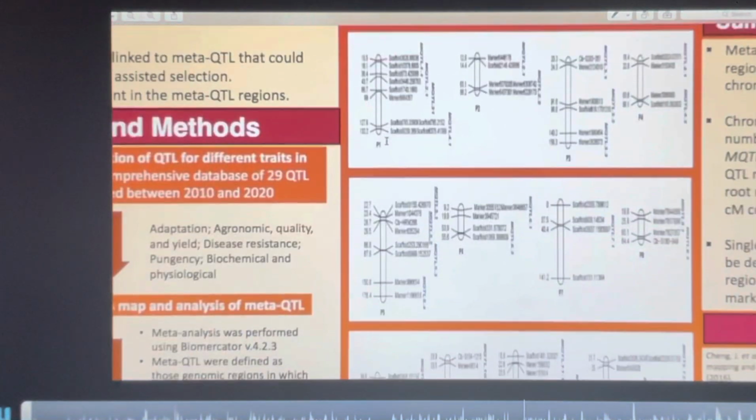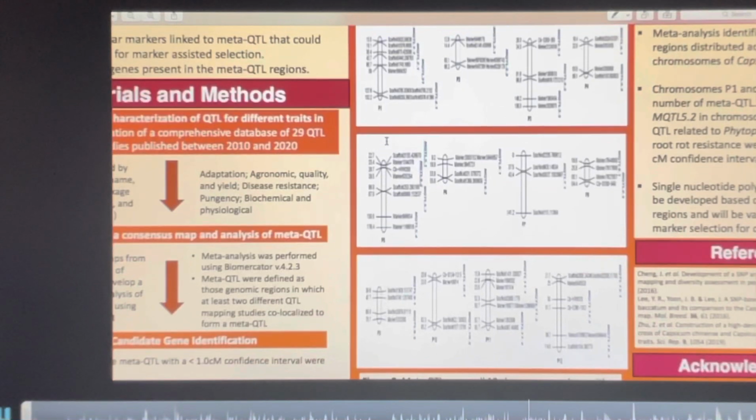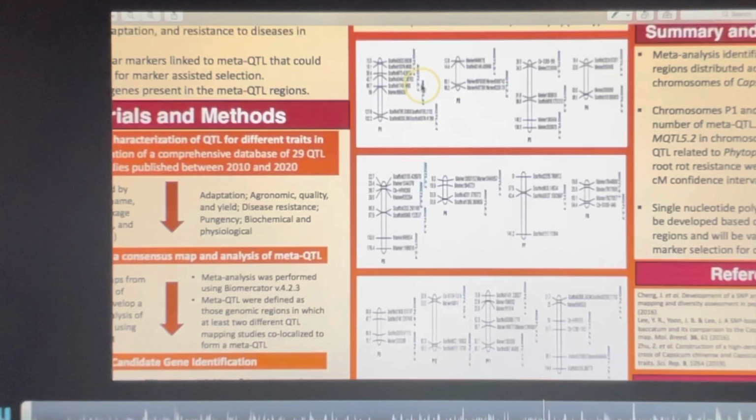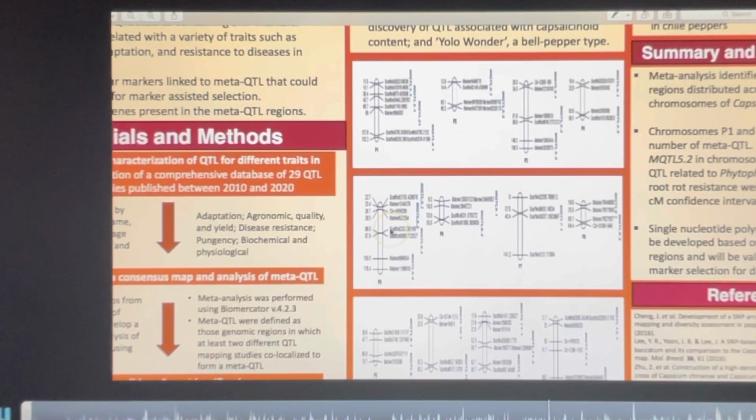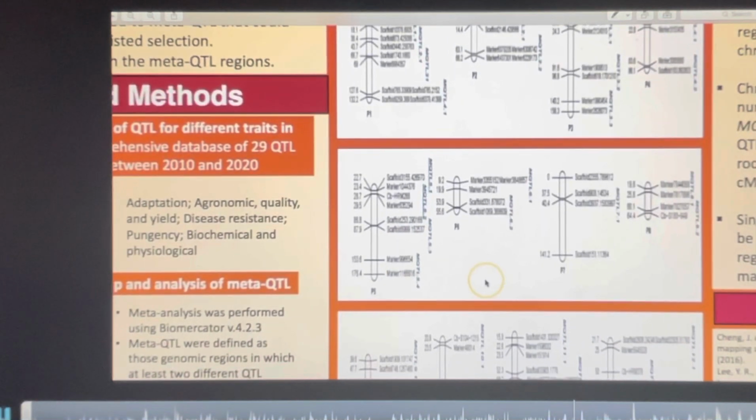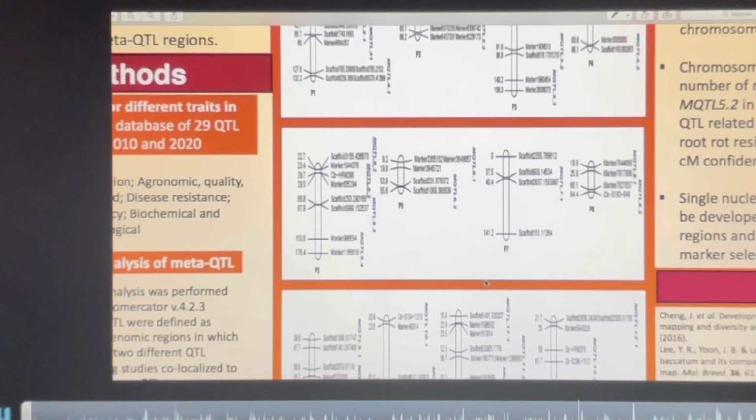Then we go down here and we actually performed the meta-QTL analysis, in which we identified 30 meta-QTL. Chromosomes 1 and 5, they're stacked right on top of each other here, have the highest number of meta-QTL, each with 4 meta-QTL regions. The position in centimorgans as well as the flanking markers were also identified. I know it is a little bit tricky to see there.